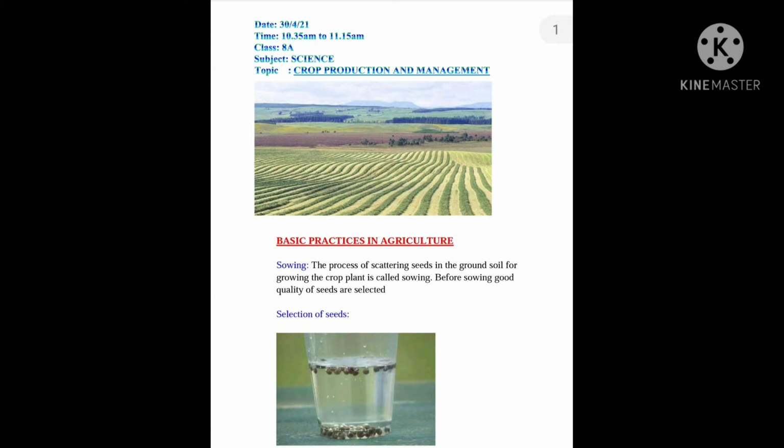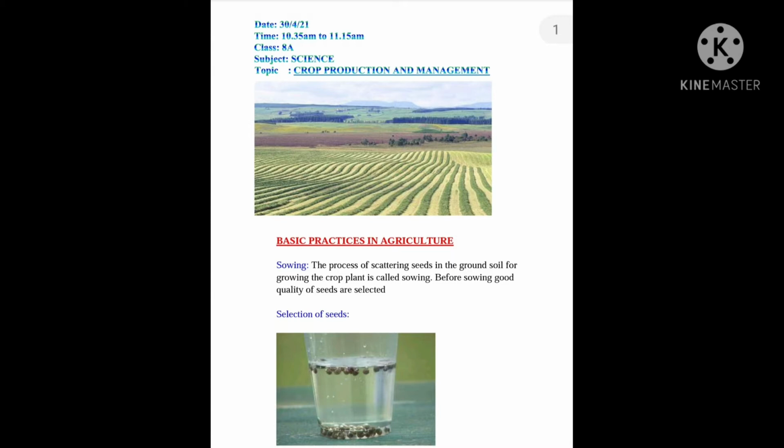So we started yesterday with basic practices in agriculture. We discussed preparation of soil. So today we will discuss the second step in basic practices in agriculture, that is sowing.